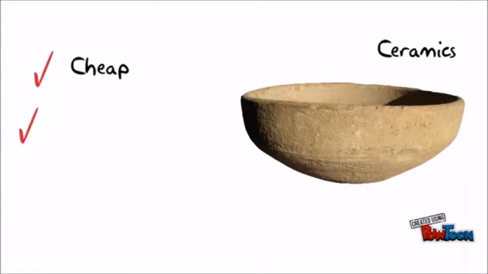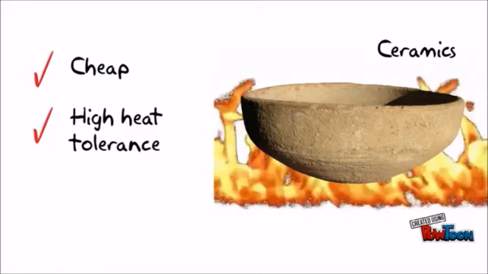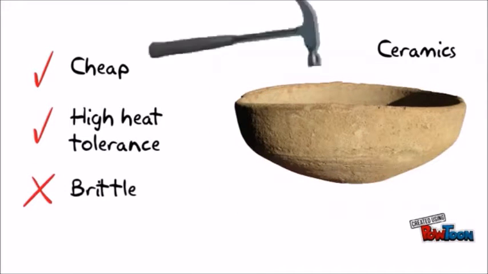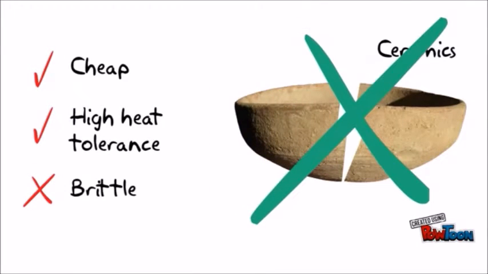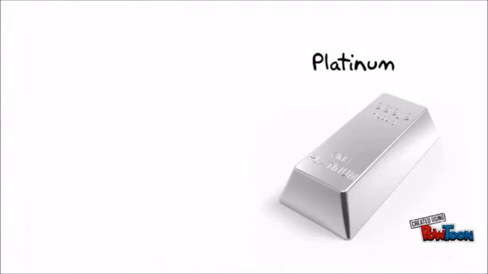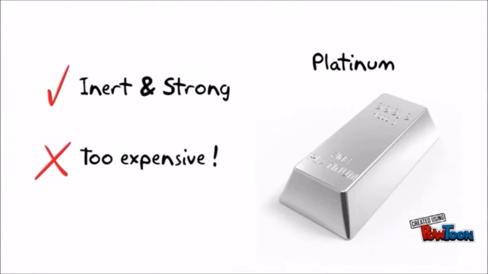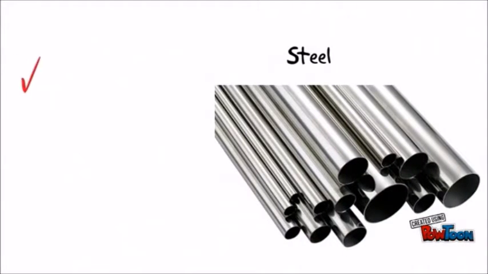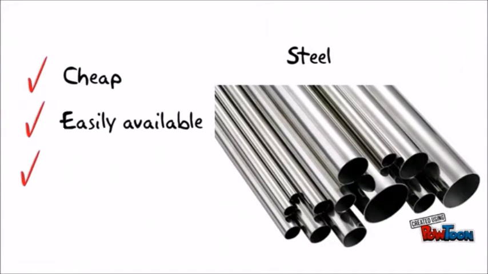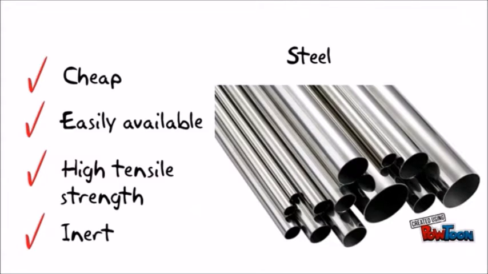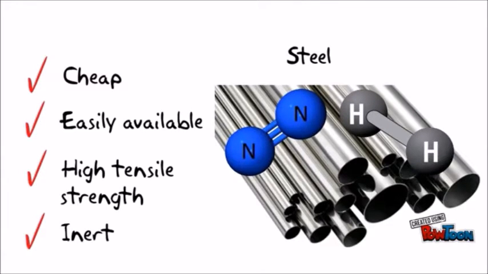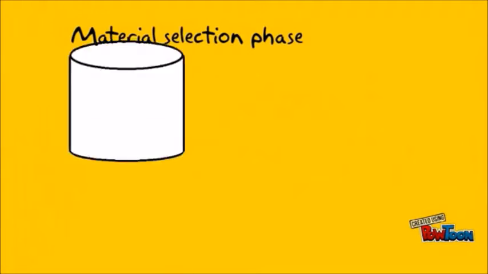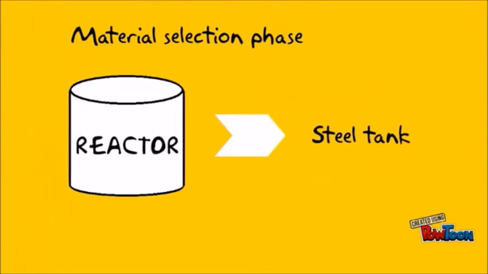Ceramic is cheap, has high heat tolerance, but is brittle, so this isn't a good choice. Platinum is both inert and strong, but it's too expensive, so it's not a good choice either. How about steel? It's cheap, easily available, has high tensile strength and is inert to hydrogen and nitrogen. So we shall get a steel tank for our reactor.